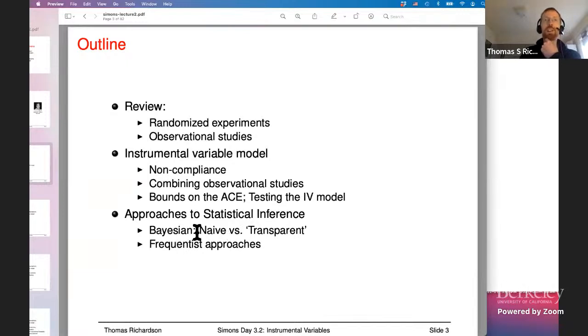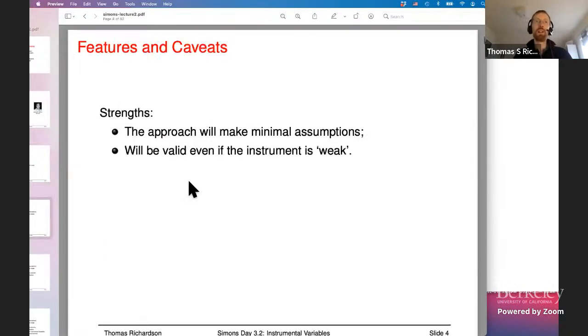I probably will have time to tell you a little bit about Bayesian approaches. I'll tell you a naive way to do Bayesian inference, and then I'll tell you a way that avoids the problems that naive approach has. And I may just be able to touch on frequentist approaches, but probably lunchtime will be calling.